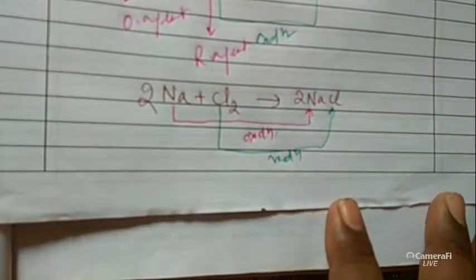If you want to copy it down, please copy it. So sodium is getting oxidized because sodium is losing electron. Chlorine is getting reduced because chlorine is accepting electron. So in this way, both oxidation and reduction have taken place simultaneously. Okay. I hope you have understood it.